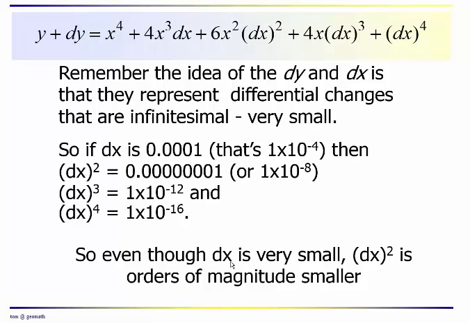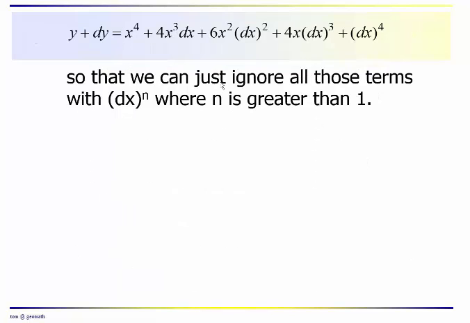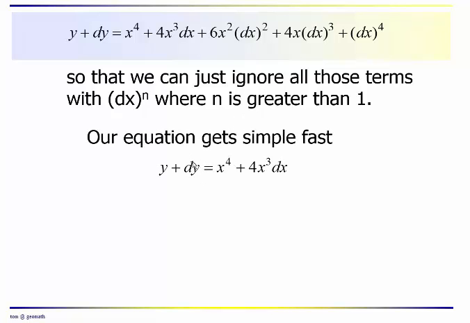And dx squared, orders of magnitude smaller, dx cubed, and so on. So we'll just ignore all those terms in this expression where dx to the n, where n is greater than 1. And that gives us an expression that looks like this, where we have y plus dy is equal to x to the fourth plus 4x cubed dx. So we've just gotten rid of all these terms here because dx squared, dx cubed, dx to the fourth are so much smaller that we're just ignoring them.